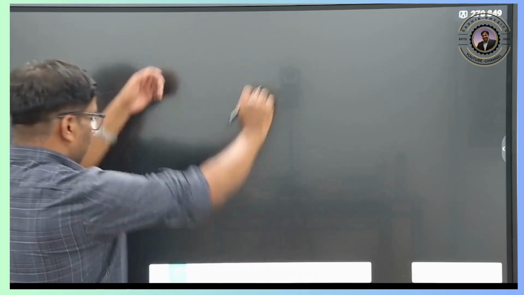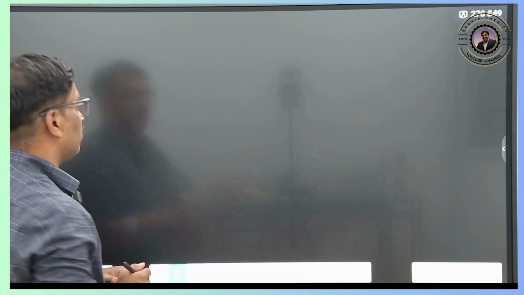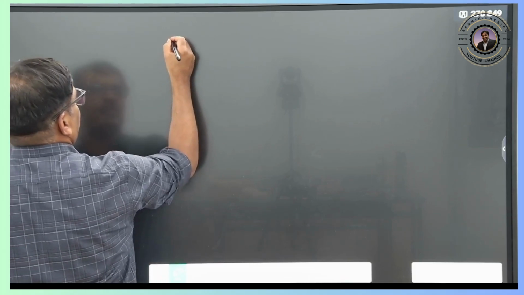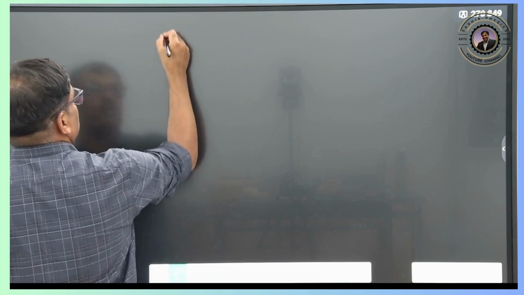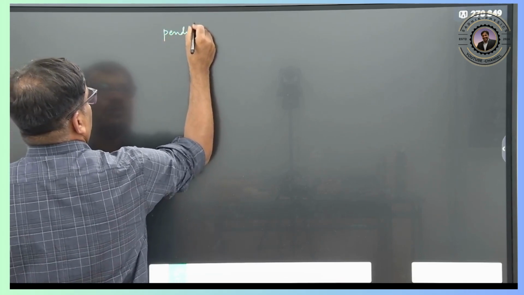Now we will see one more application of this. Mostly the simple pendulum is used in pendulum clocks.